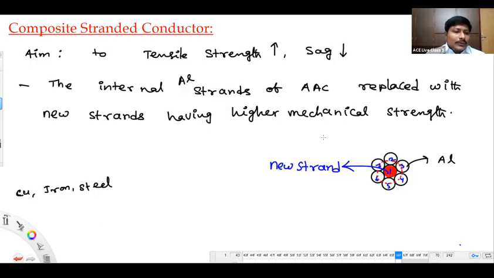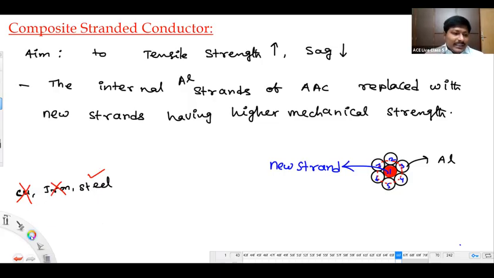No. We can't use copper because of its cost. If it's costly, it's not suitable. Can we use iron? No. Rusting, or you can say corrosion problem will be there. So I can't go with iron. So we can go with steel. Not only simple steel, we should go with galvanized steel.